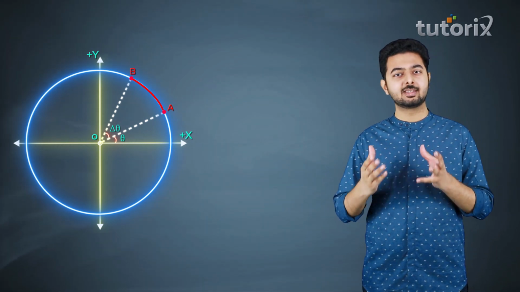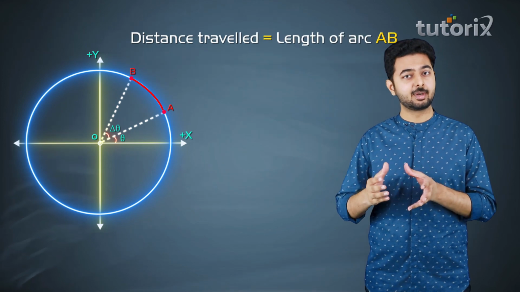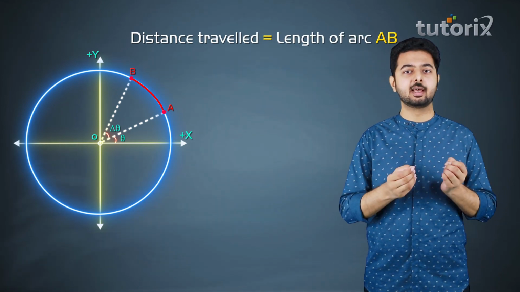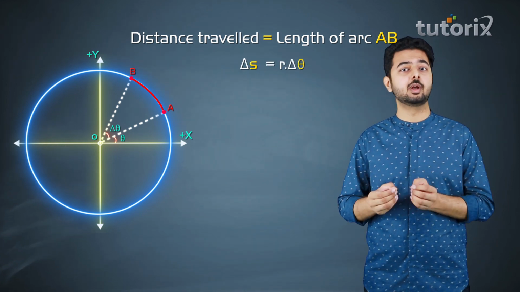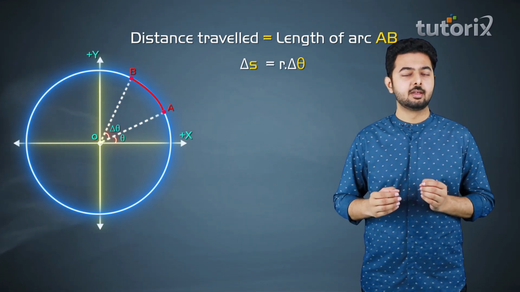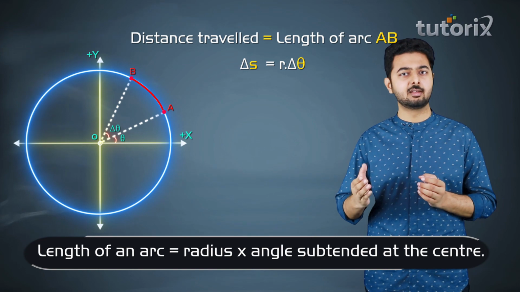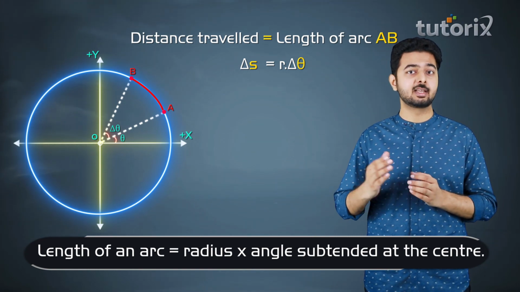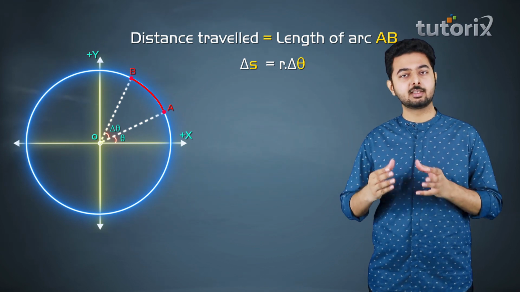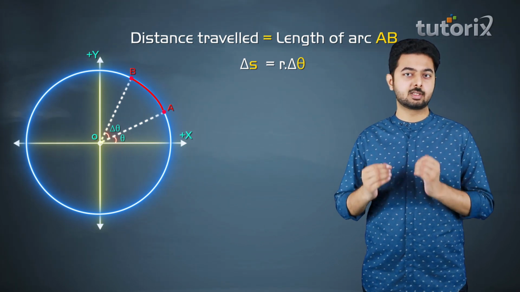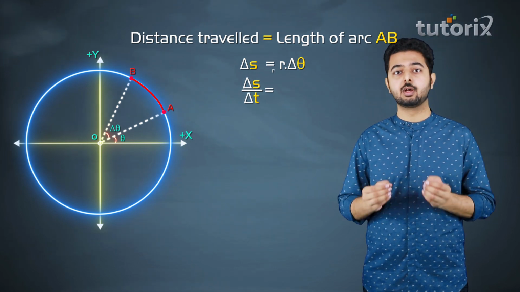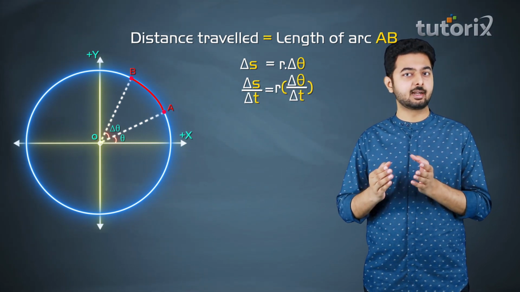So we can say that this distance is nothing but the length of arc AB. So if we represent the distance by delta s, then delta s should be equal to r times delta theta, because the length of an arc is nothing but the product of radius and the angle that it subtends at the center. So now we can divide this equation by delta t on both sides. So we will get delta s by delta t is equal to r times delta theta by delta t.